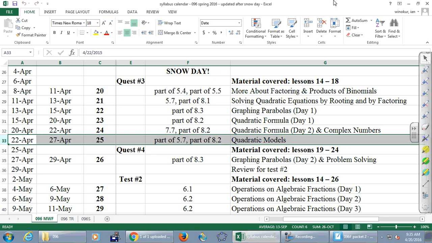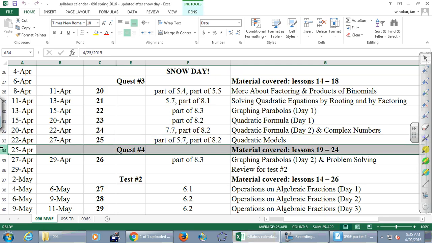Coming up on Monday is our quest, but just to be clear, the material from this thing that we're about to do is not on the quest. Questions on the calendar? Okay.